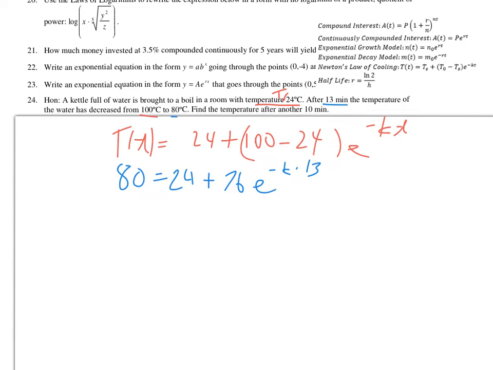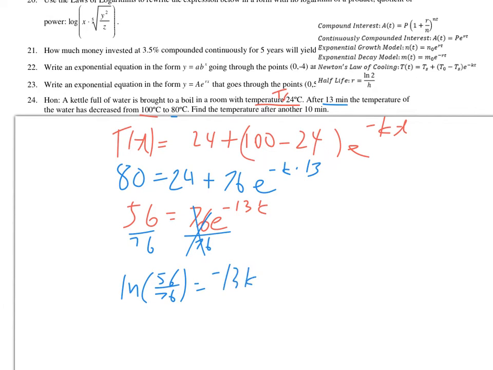And so I'm going to isolate e and switch it to log form. So I'm going to subtract the 24. And that gives me 56 equals 76 e to the -13k. Then I'll just divide this by 76. I'm going to go ahead and leave that as a fraction. And now I can switch it into log form, so it's base e, so ln of 56 over 76 equals -13k. And I'll just divide that by -13 on both sides. And that gives me my k value.